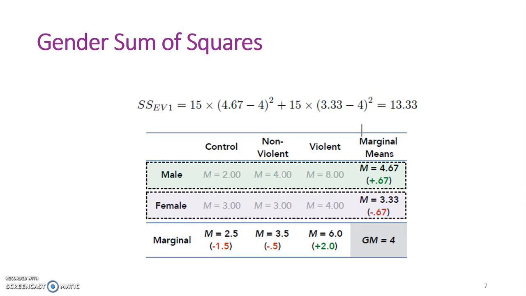This is showing that calculation for the gender sum of squares. Again, each cell has 5 people in it. For gender, they're equally balanced, so there are 15 participants of each gender. We take that number, 15, and multiply it by the group effect squared. We do that for each of the groups, and that gives us the sum of squares for gender, which is equal to 13.33.